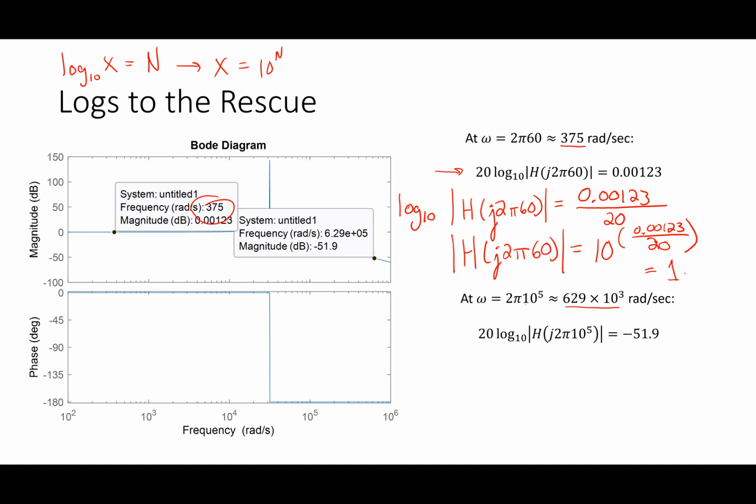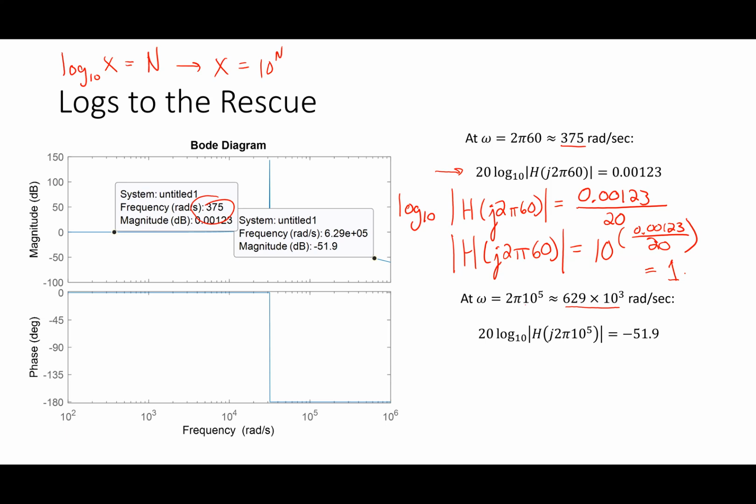So that says that the magnitude of the transfer function at 60 hertz is 1. That's what we wanted, right? So this has a magnitude of 1 at 60 hertz, which means it's doing what at 60 hertz? It's passing it through.